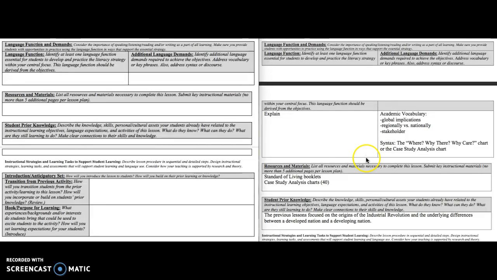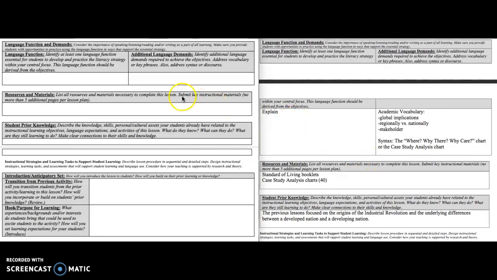So here you're supposed to consider the importance of speaking, listening, reading, and or writing. So you basically write whatever language function you're having students use and what they need to develop and practice for the literacy strategy within the central focus. So going back to the beginning part of this lesson template as well. So everything kind of connects, you can see as you go through the template. And it should also be derived from the objectives.